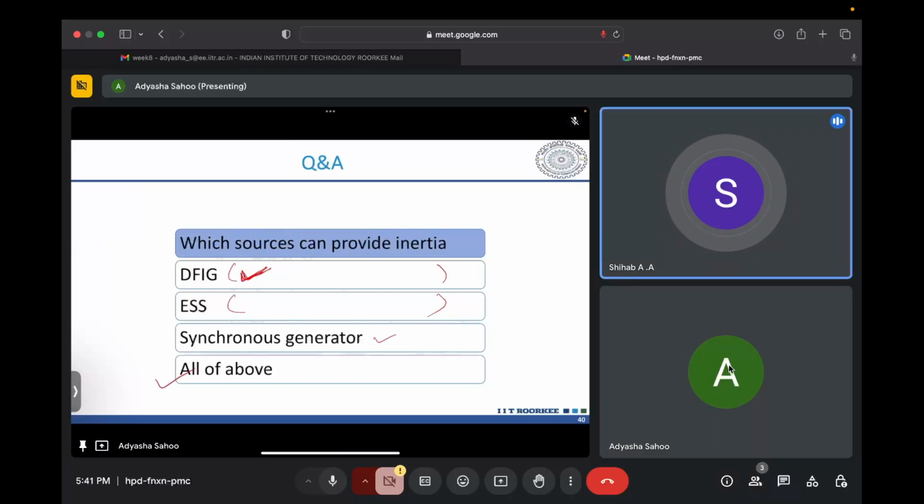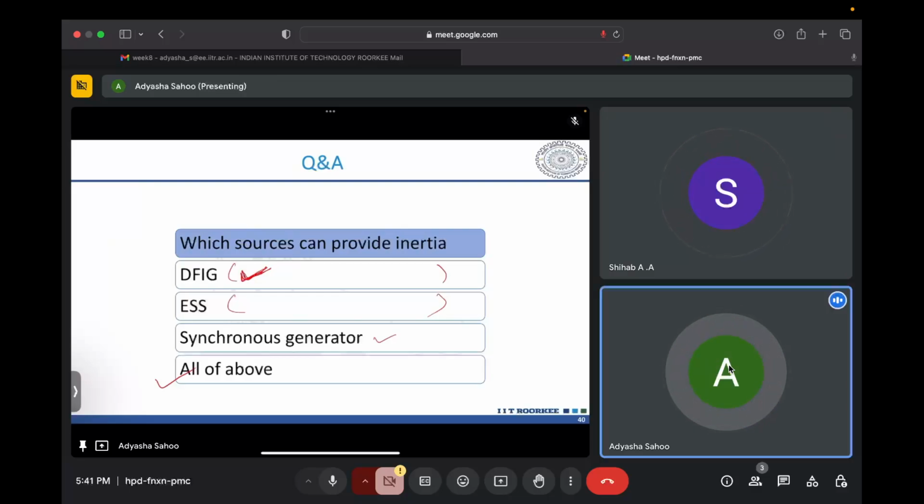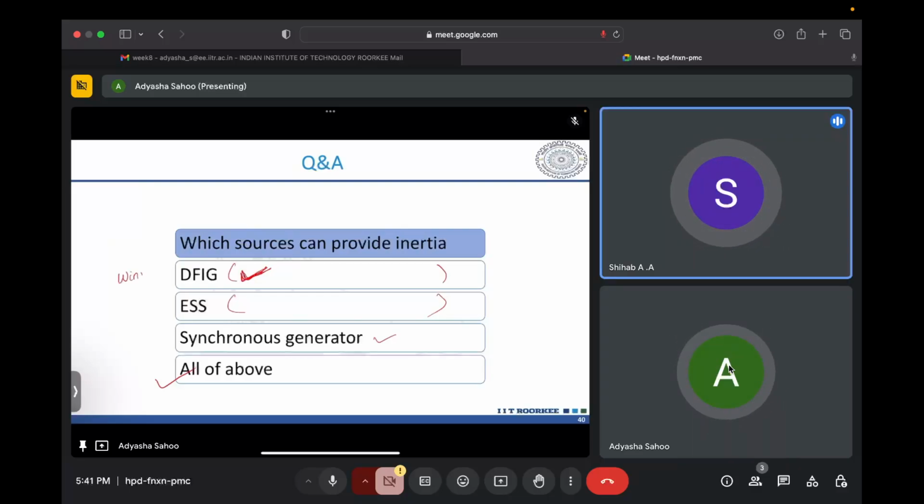What is the expression for the doubly fed induction generator? This is used for wind-based renewable. Yes, induction generator. Yes.